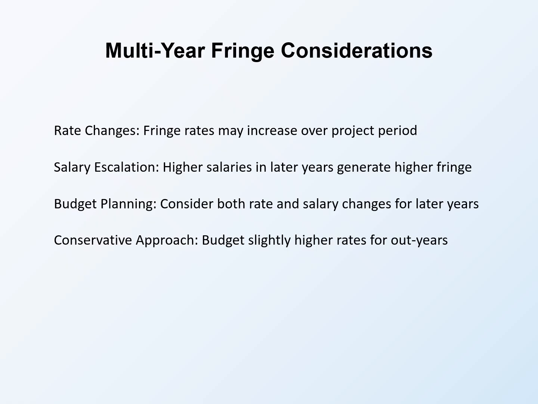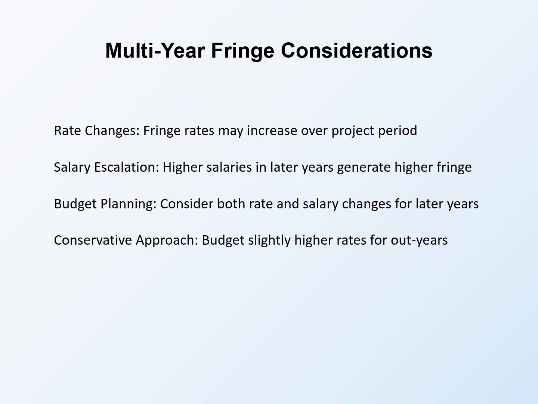Fringe rates may increase over the project period. Health insurance costs typically rise annually, putting upward pressure on fringe rates. While you cannot predict exact future rates, assuming some increase is prudent for multi-year budgets. Salary escalation also increases fringe costs in later years. If you budget 3% annual salary increases, fringe costs rise correspondingly even at a constant fringe rate. A $50,000 salary at 30% fringe costs $15,000.